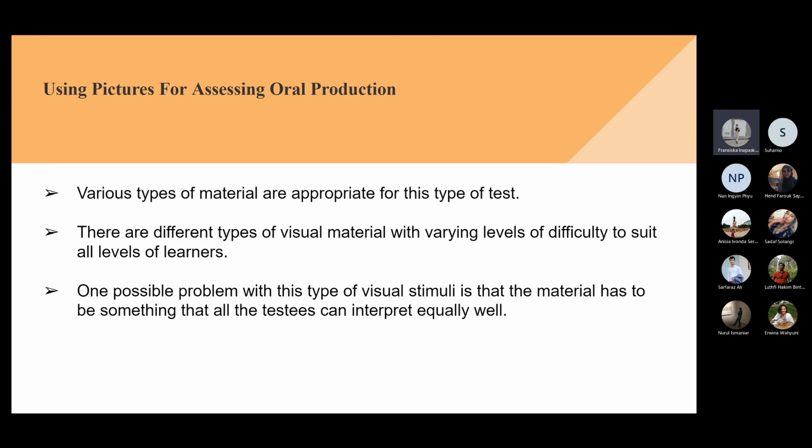So in here, one possible problem with this type of visual stimuli is that the material has to be something that all the test takers can interpret equally well. Since if a test taker has difficulty understanding the visual information, that will influence the way he or she evaluates it.